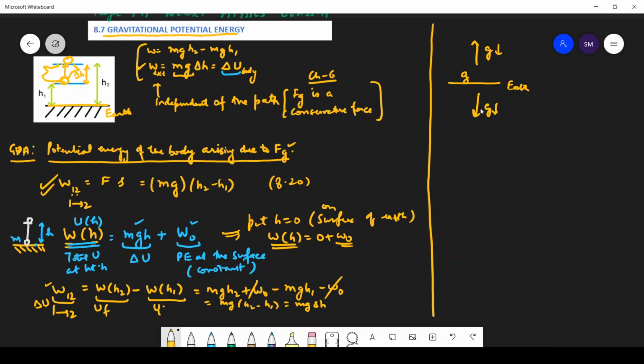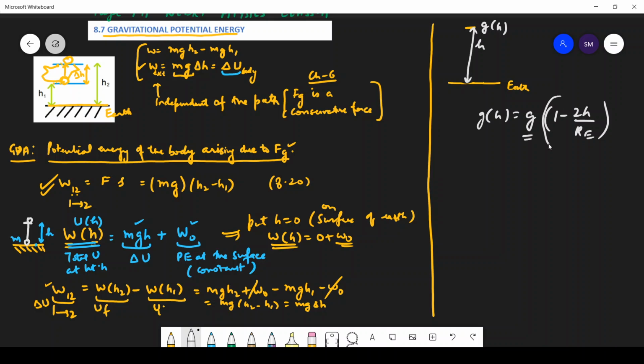So mg is not constant. If you are choosing any arbitrary distance far away from the surface of Earth, that point is far away. We have done the formula also, for the gravitational pull at a far away distance, equation number 8.15. At a significant height h, the g at this height is given by gh equals g into 1 minus 2h upon Re. So g is reduced by this factor.